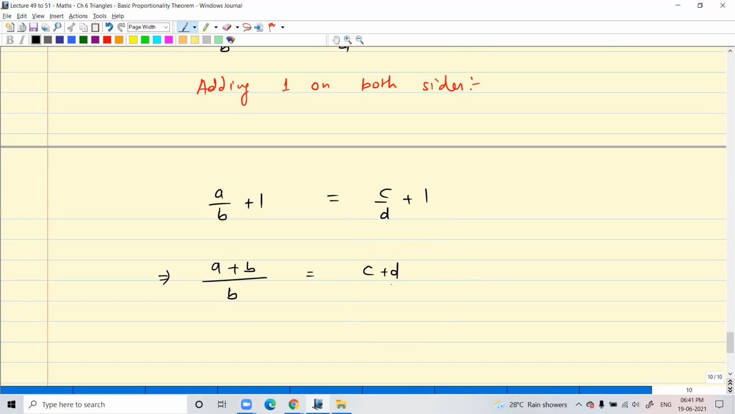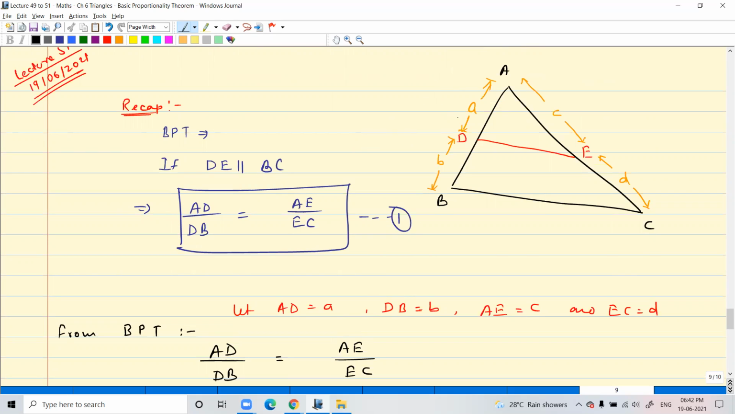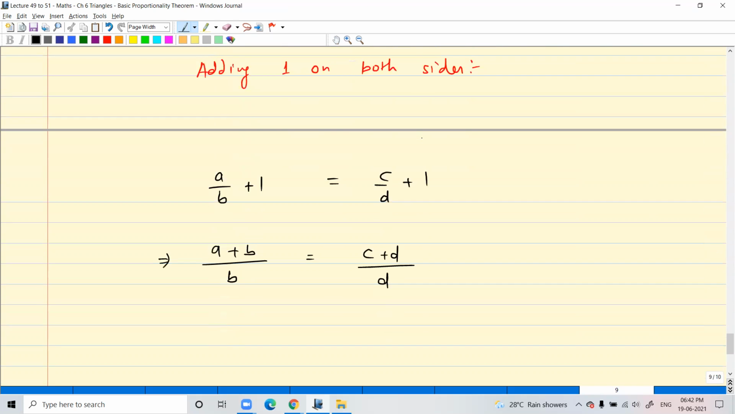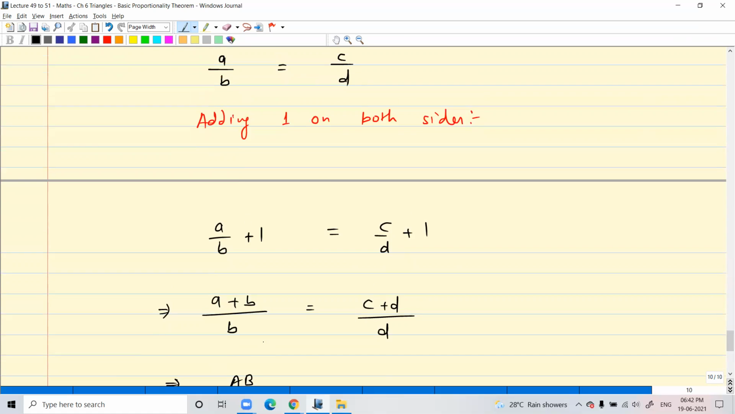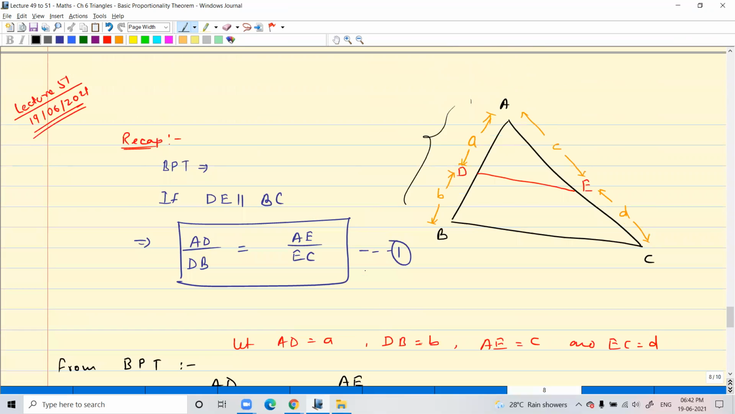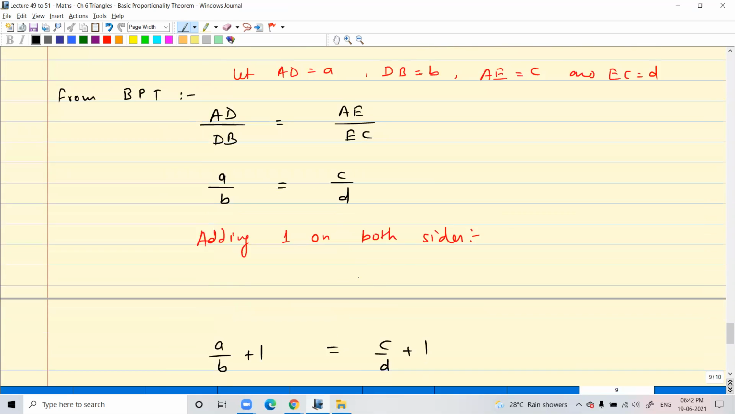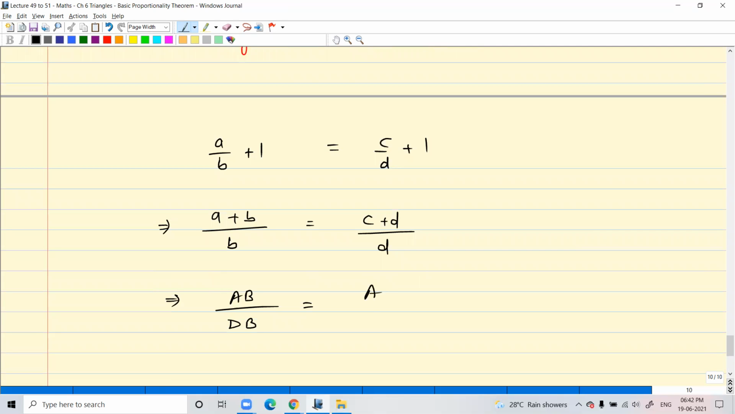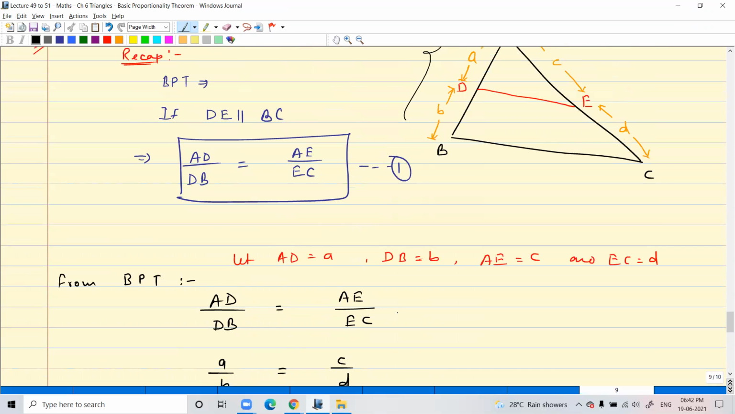Okay. Now, what is a plus b? It's the full length AB, right? Yes, sir. So instead of a plus b, I can write it as AB, and b was of course DB, right? And what was c plus d? AC. And d was EC.